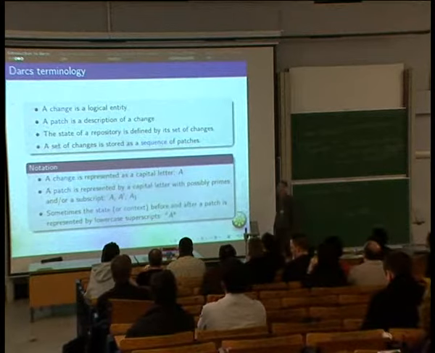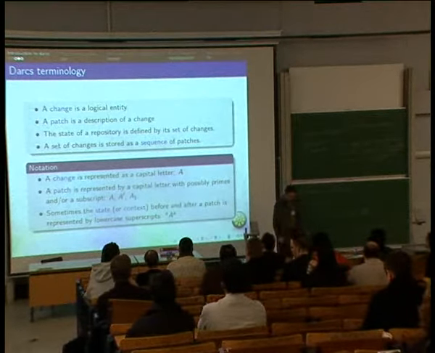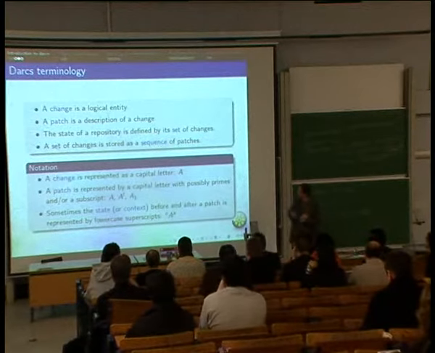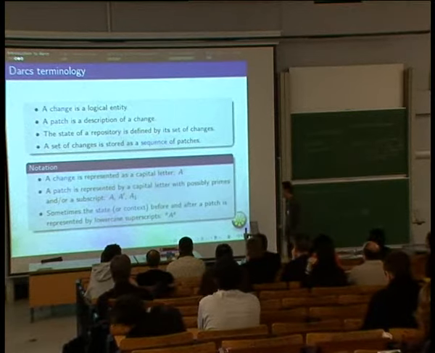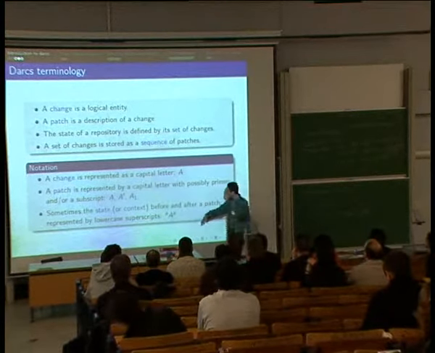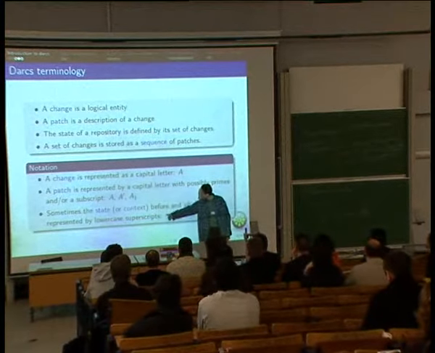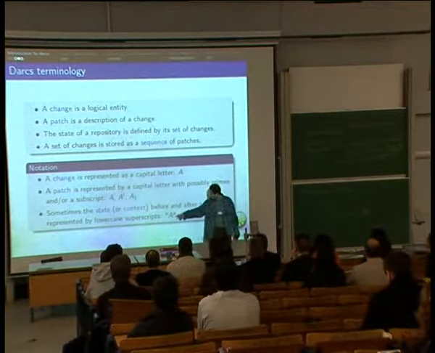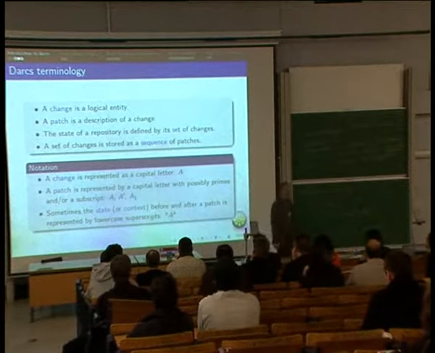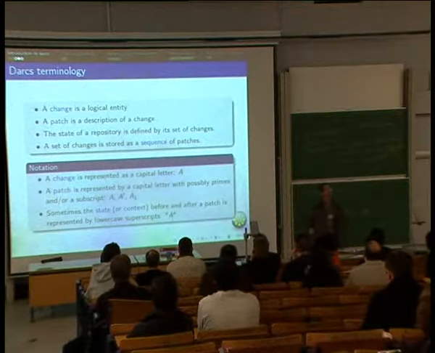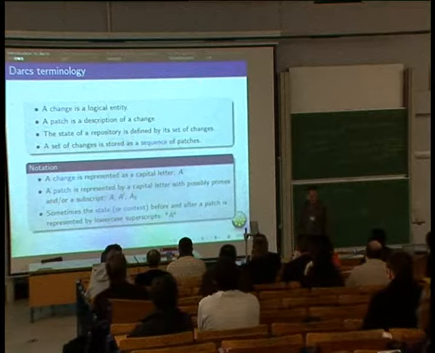The state or the context, I use state and context almost interchangeably. They both indicate, in the Darcs picture, the set of changes that are already in the repository. I represent the state or context for a given patch sometimes using this picture, where you have A as the patch, starts in state 0, ends in state A. That's used when we need to annotate the relationship between various patches more carefully to keep track of things.